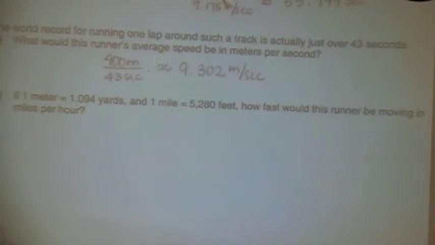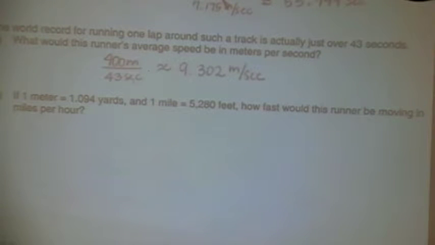Now this is what this is really all about, and what it's leading us into. If 1 meter is 1.094 yards, and 1 mile is 5,280 feet, how fast would this runner be moving in miles per hour? This is what we call dimensional analysis. We need to take our units and move from one unit to the next. Depending on the ones you know, you can get there faster or slower, and it doesn't matter. We can take as many steps as we need.